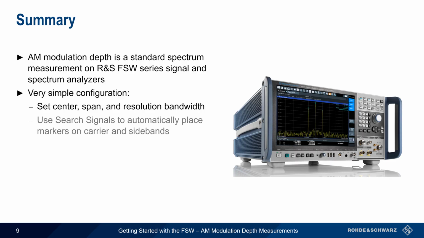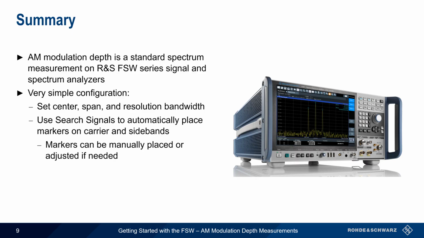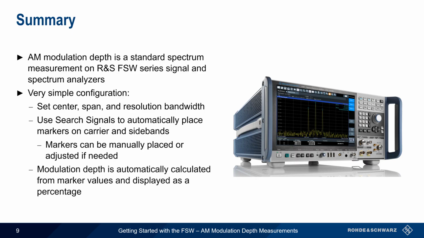Next, markers are placed on the carrier and the sidebands in order to measure their power. The Search Signals function can be used to place these markers automatically, but manual placement and adjustment of these markers is also possible. The FSW then uses these marker values to automatically calculate the modulation depth, which is displayed as a percentage. This concludes our presentation, Getting Started with the FSW, AM Modulation Depth Measurements.